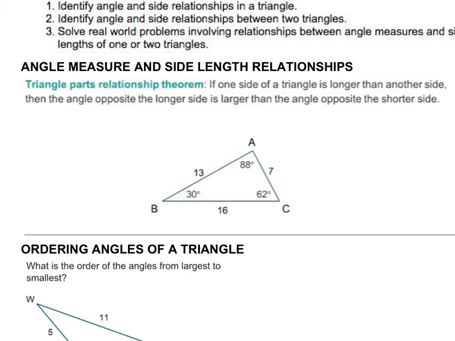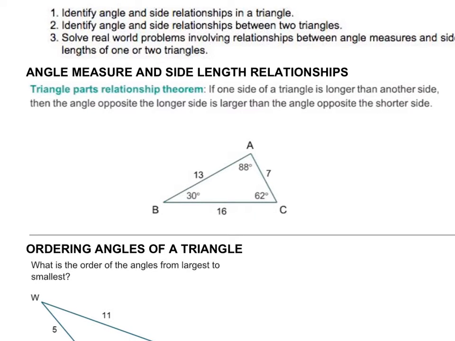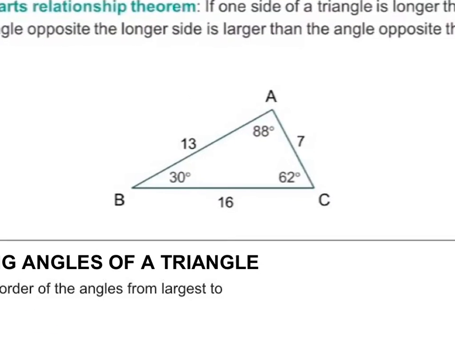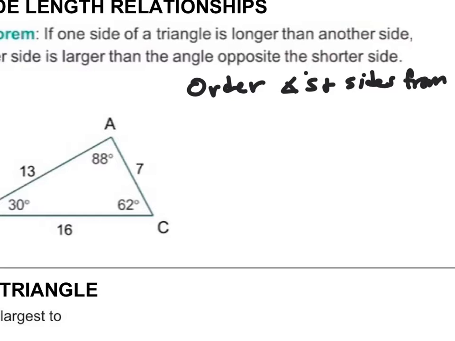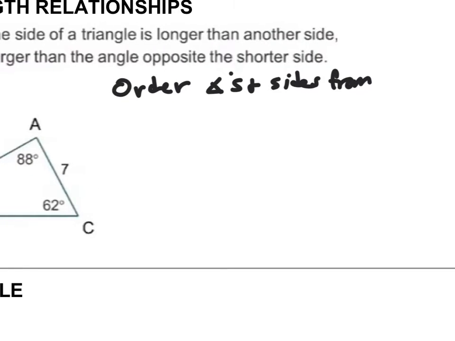a triangle. And so what we have is the triangle parts relationship theorem. That says if one side of a triangle is longer than the other side, then the angle opposite the longer side is larger than the angle opposite the shorter side. So let's put this into some context that we understand. We want to order angles and sides from smallest to largest.